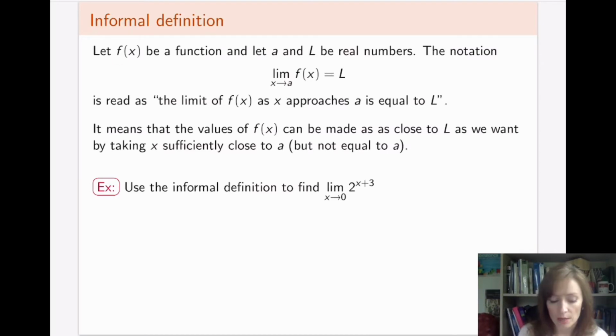So my function here is f of x. The number x is approaching is a, and L is the limit itself. This notation, we read it as: limit as x approaches a of f of x is equal to L. So the word limit is on the outside, the function is the one that we're using. This specifies what the x value is, and this specifies what the corresponding y value is, the corresponding limit.